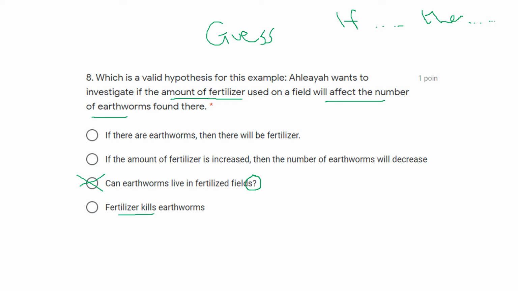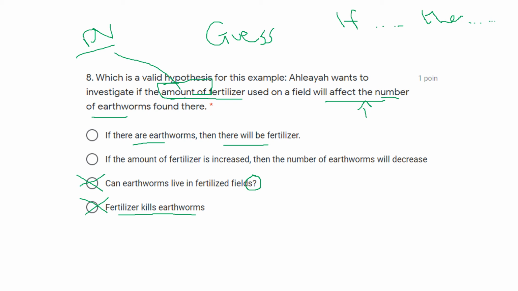Fertilizer kills earthworms does not focus on the amount of fertilizer. The amount of fertilizer is going to be changed, and we're going to be counting the number of earthworms. So there's got to be something about the amount of fertilizer and the number of earthworms. The first one, if there are earthworms, then there will be fertilizer, has both the ideas and it has the if and then, but it's not the correct connection.